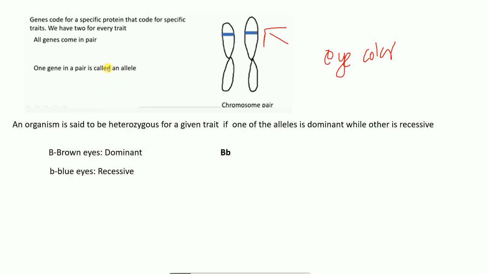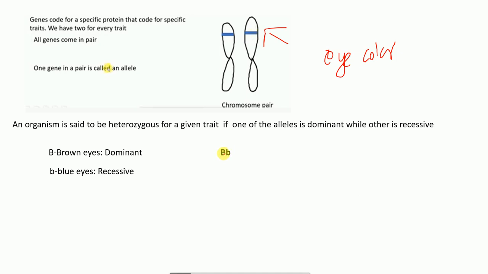Now an organism is said to be heterozygous for a given trait if one of the alleles is dominant while the other is recessive. For example, let's say we have a human being with brown eyes, that's a dominant allele, whereas blue eyes is a recessive allele. This will be genotypically written as capital B and small b. Capital B refers to the brown trait, which is dominant, whereas small b refers to the recessive trait.